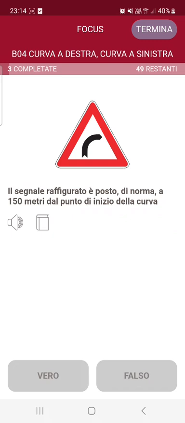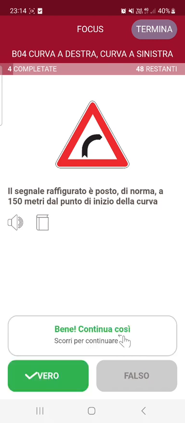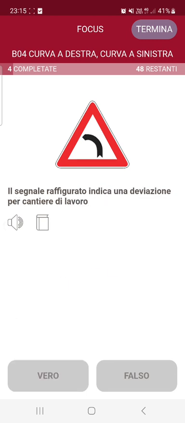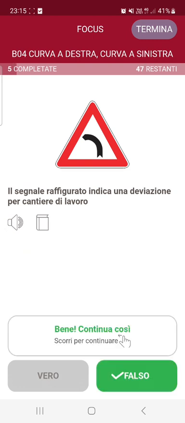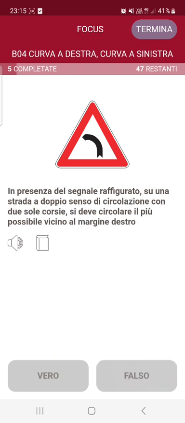Il segnale raffigurato è posto, di norma, a 150 metri dal punto di inizio della curva. Vero. What does it say? It says that when you see this sign, it means that you are 150 meters away from the curve. Yes, it's true. Very simple. Il segnale raffigurato indica una deviazione per cantiere di lavoro. Falso. Cantiere di lavoro is road work, so this sign is not for road work.